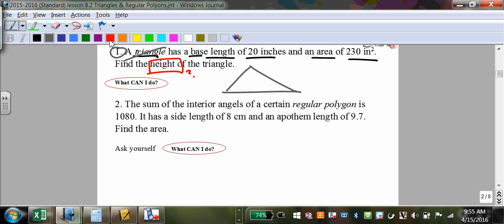It's a triangle. It has a base length of 20. So I write 20 inches. I cross it out. It has an area of 230 inches squared. So I'm just going to shade and do a little arrow. I know I already have the area. Find the height. My height is my unknown.